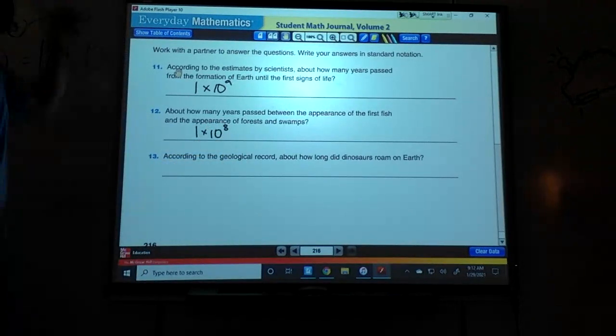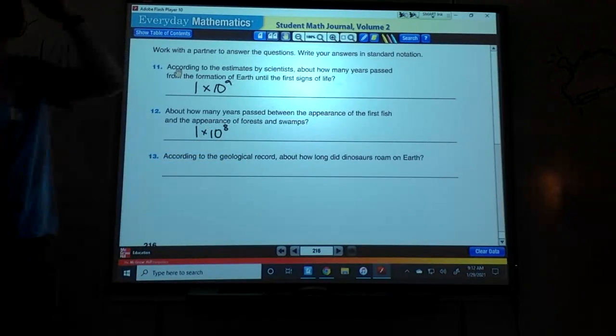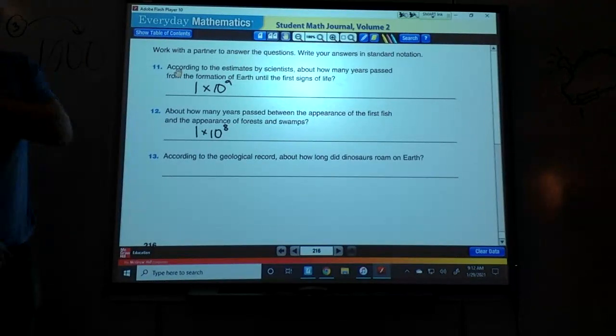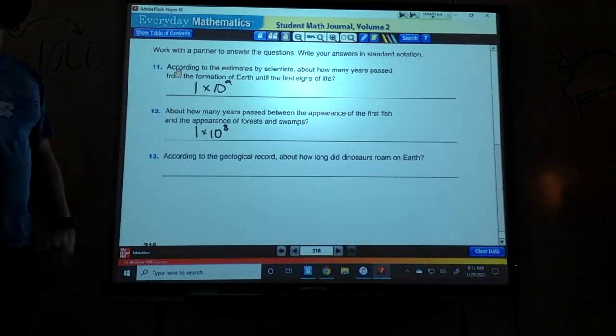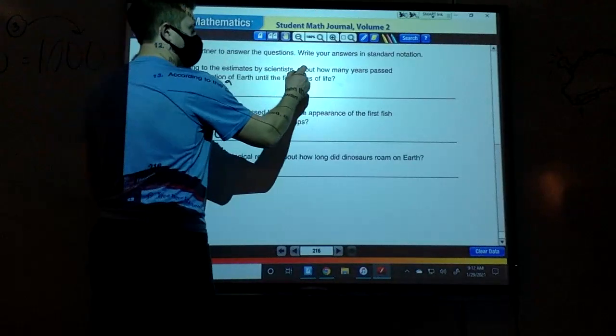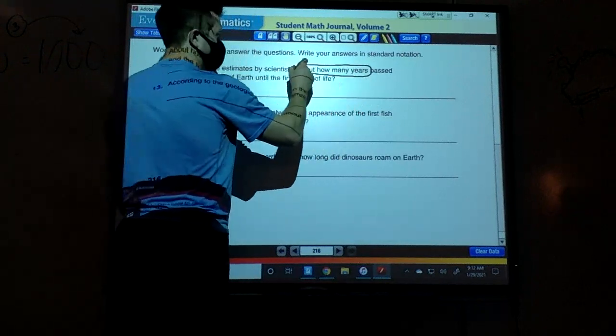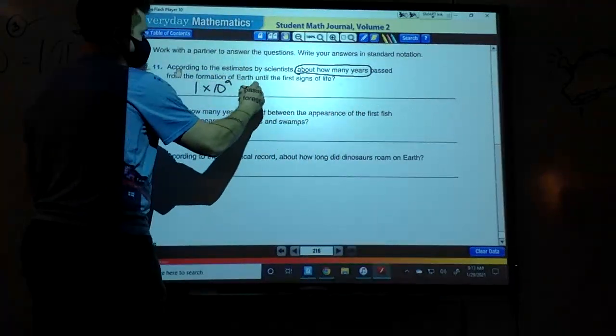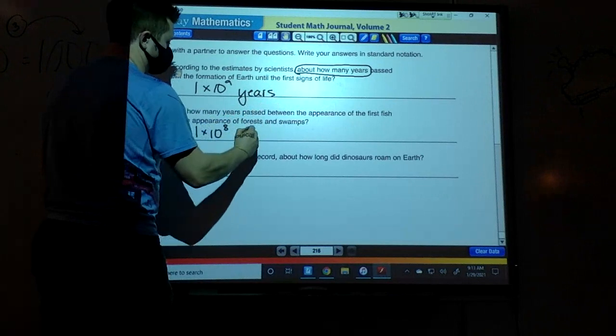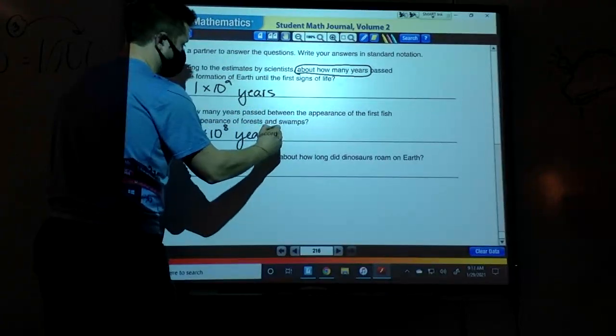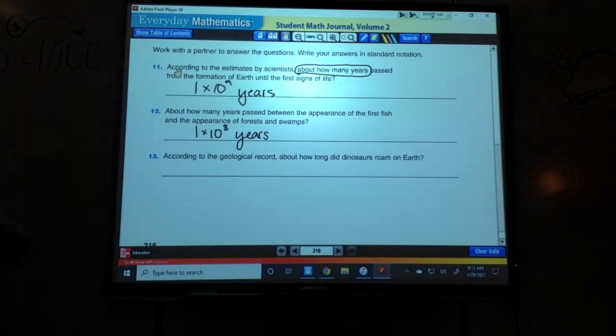Good, well said. Also, these are word problems, so I need to add a what? That's my fault. You need to add 1 times 10 to the 9th what? The first signs of life. They want to know how many years. According to the... What's that? Next one is the appearance of fish, right?